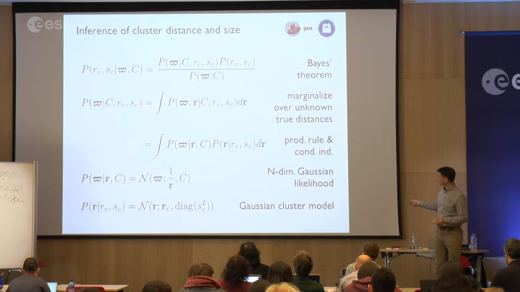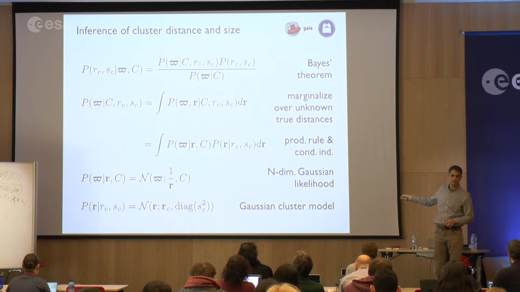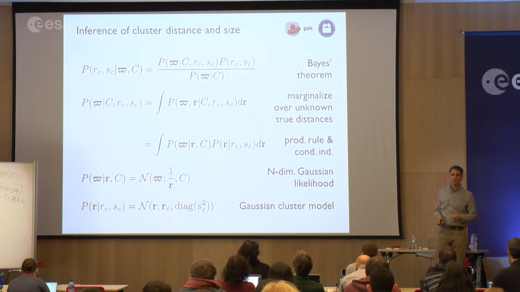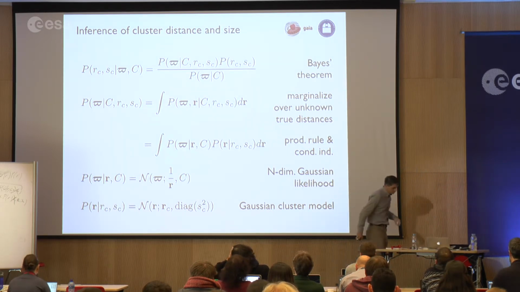So this integral is now relatively straightforward to compute. You might suddenly think, oh, it's a convolution because it's a product of two Gaussians. Unfortunately it's not, because this is Gaussian in R, but this is Gaussian in the parallax, not in R. So it's not a convolution, and it's not analytically tractable. You have to do this numerically. But it's still not too difficult, and you can do it with a Gaussian quadrature rule. You don't have to do MCMC or anything like this.